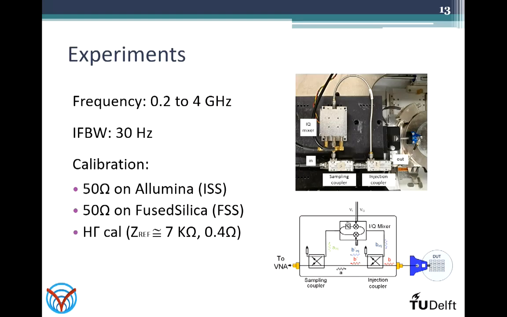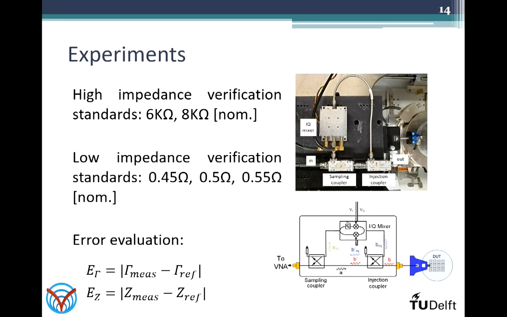We then performed two different experiments to validate the calibration procedure. We performed two high gamma calibrations. For one high gamma calibration, we used a high impedance. For the other one, we used a low impedance. To benchmark the quality of this calibration, we performed two 50-ohm calibrations, one with a commercial on-alumina cal kit and one with a 50-ohm cal kit on fused silica that was realized within TU Delft.